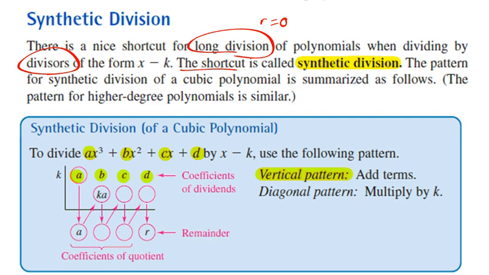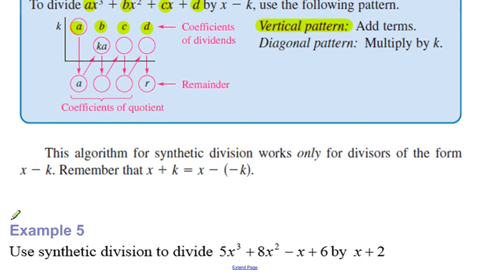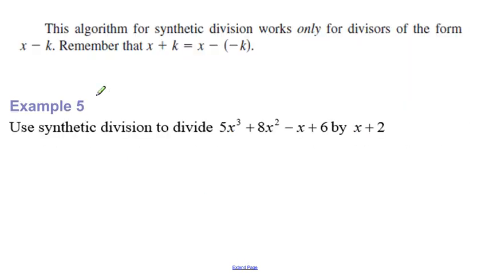Once I show you an example, you're going to be like, dude, piece of cake, calm down. So let me show you an example then. Okay, so we're going to do example number 5. And remember that this algorithm for synthetic division works only for divisors in the form of x minus k. And remember that x plus k is the same as x minus a negative k. You say, what the heck is the purpose of that? It shows you that you use negative k as the value outside. So let me just show you how this works then.